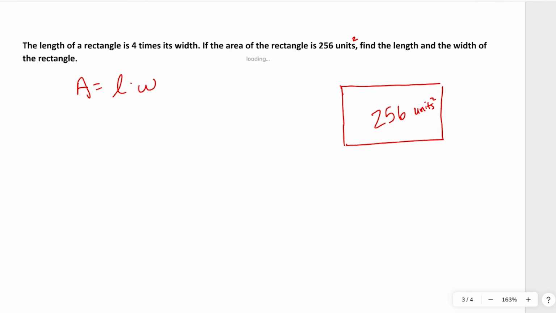So it also says that the length is 4 times the width. So if this is the width, then the length is 4 times the width. The area is 256 square units. The length is 4W, and the width is just W. And anytime you multiply something by itself, you can rewrite it using an exponent. W times W is W squared. So 256 is 4W squared.